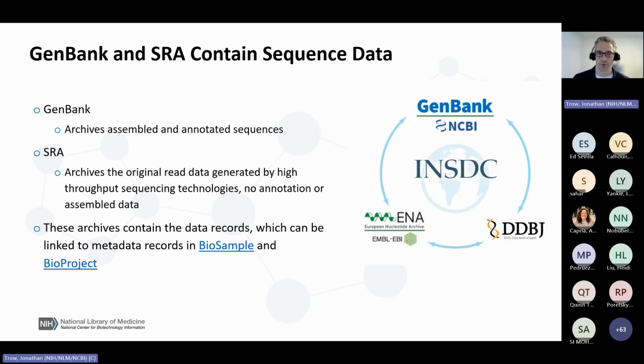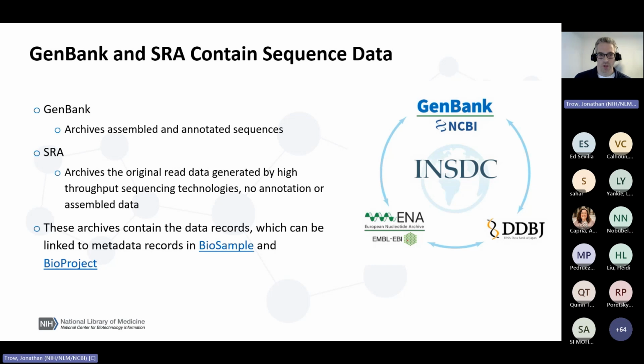And both SRA and Genbank are members of the INSDC. This is the International Nucleotide Sequence Database Consortium. And so we have shared data and metadata standards with our partners in Japan and Europe. And in addition, we all mirror each other's sequences to ensure that there are copies at archives on different continents and really ensuring that full context for every sequence.